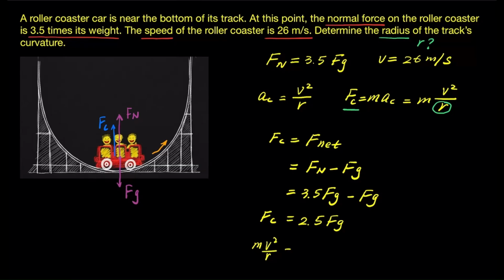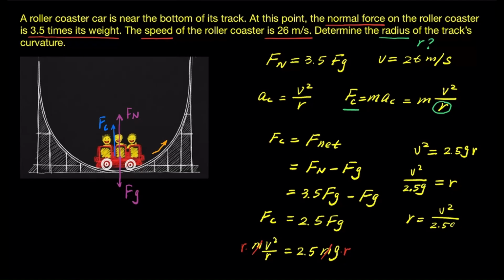So now let's replace Fc with mv squared over r. It equals 2.5 times the gravitational force Fg, which is the mass m multiplied by the gravitational acceleration g. Now you see we can cancel the mass m on both sides. To isolate r, we multiply r on both sides. So we have v squared equals 2.5 gr. And then we divide by 2.5 g on both sides. We have v squared over 2.5 g equals r. So r is v squared over 2.5 g.